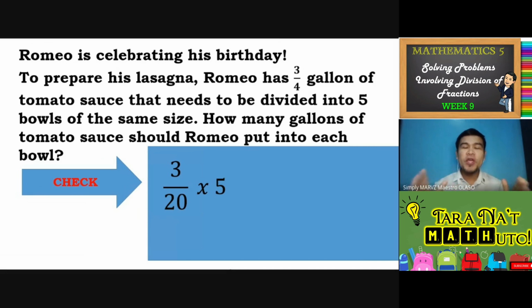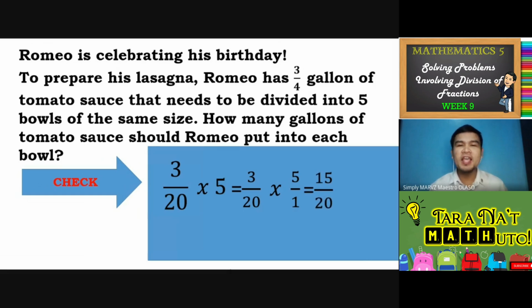So, 3/20ths times 5. That is what we will do. Let's go back. 3/20ths times 5, put a denominator of 1, then multiply 3 times 5, we have 15. 20 times 1, we have 20. We have 15/20ths. All right. Now, is it already in lowest term? By dividing by the GCF of 15 and 20, which is 5, we divide both by 5. So we have the lowest term of 3/4.